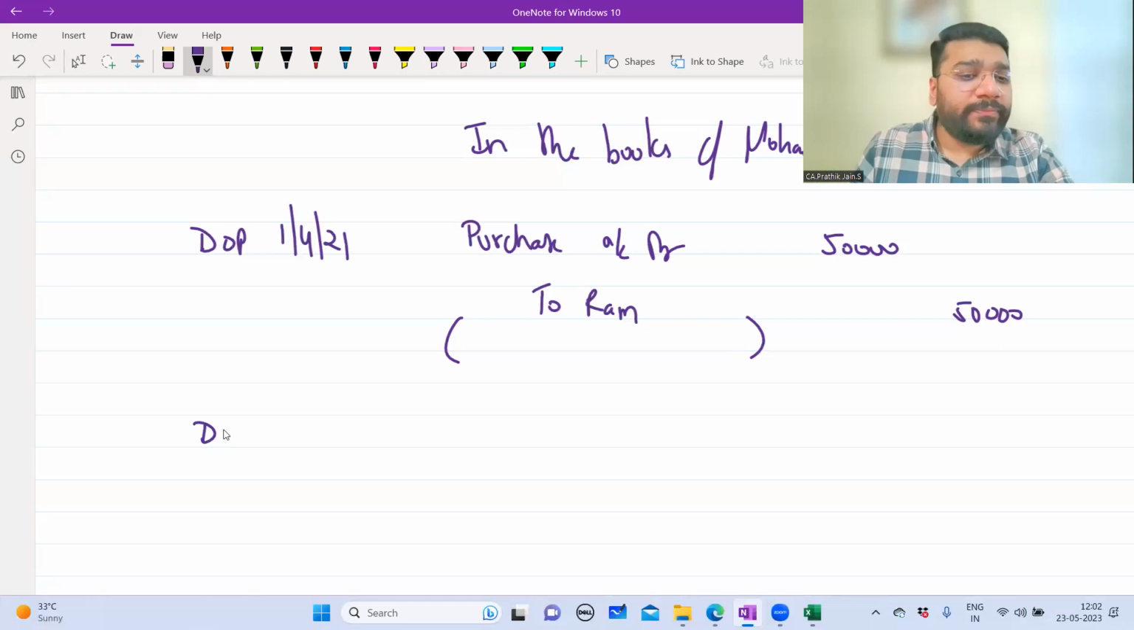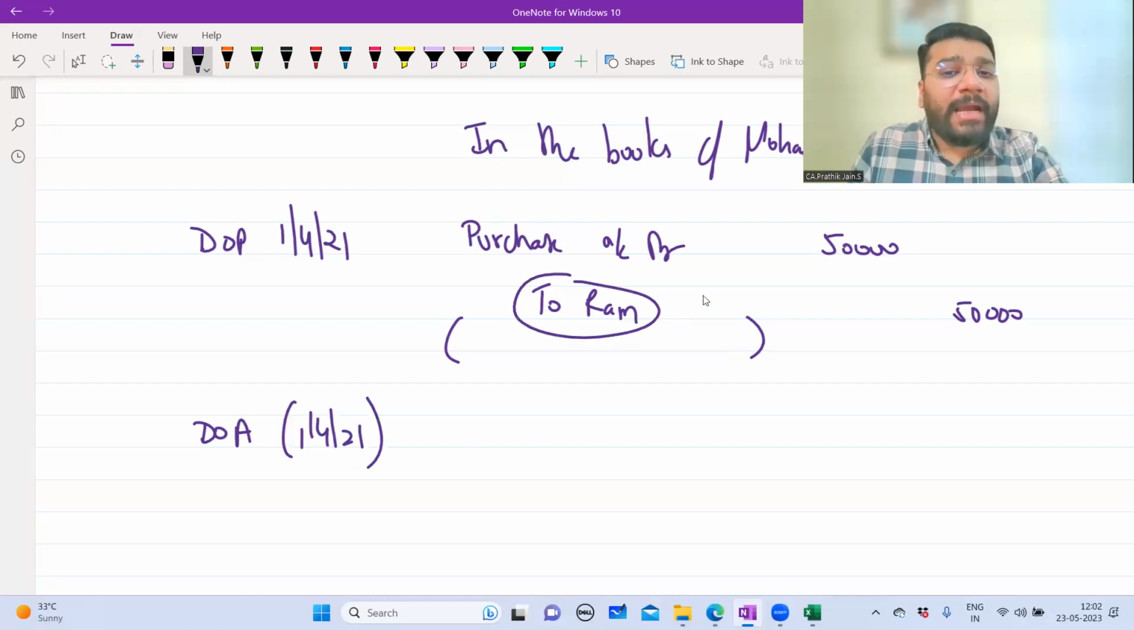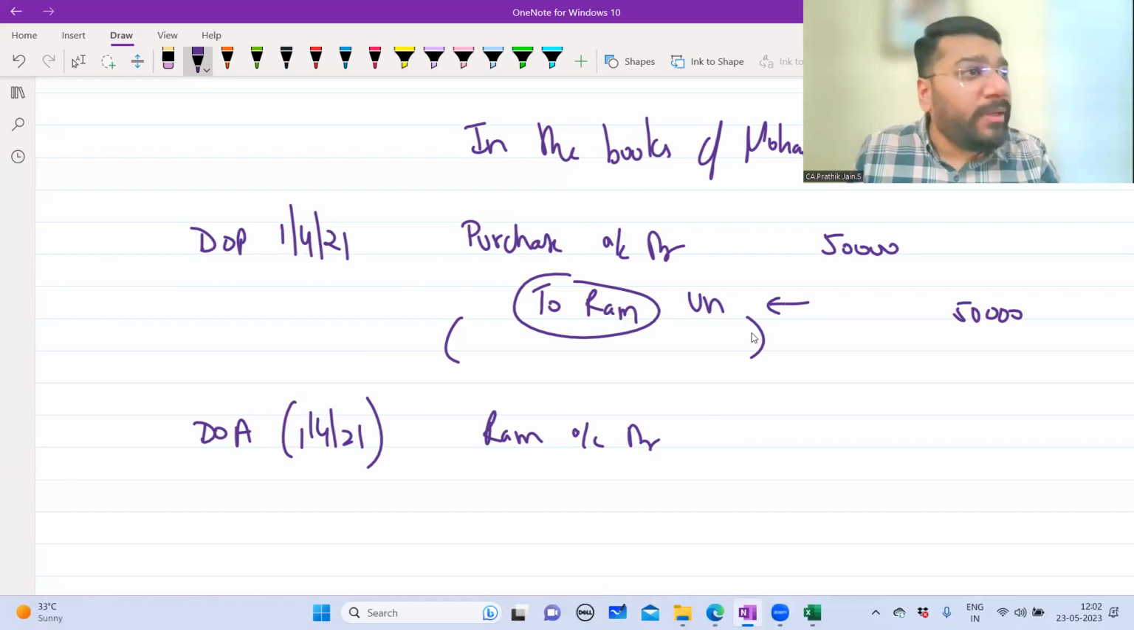On the date of acceptance, on the date of accepting the bill of exchange, that is 1/4/2021. Now Ram until that period was unsecured. Now when the bill is accepted, Ram becomes secured. So it will be a reversal of Ram. We need to cancel Ram's account. So Ram I'll put in debit. Ram is currently in credit. To cancel Ram, I need to put him in debit.